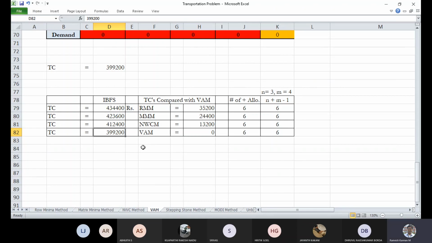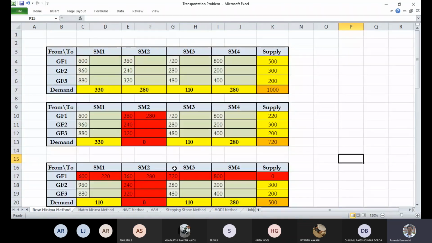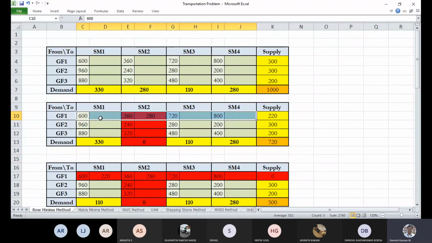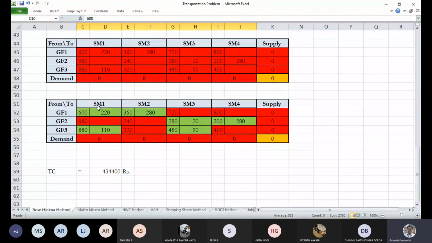A quick recap before we get into the other methodologies. First, we talked about the row minimum method, in which we take a particular row and find the minimum transportation cost in that row. We select that cell and start allocating, and finally we end up with the allocations of all the supply and demands. That's what we call allocations.